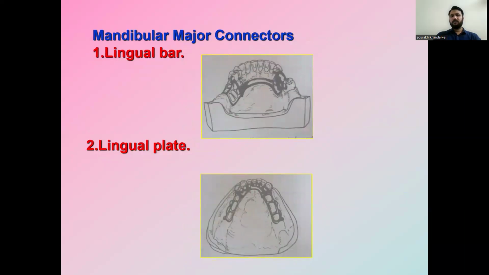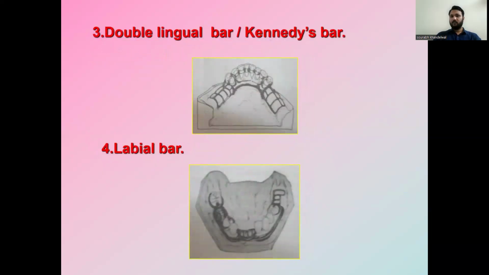Then mandibular major connectors. First is lingual bar. Second is lingual plate. Lingual plate major connector can be used where the anterior teeth are periodontally compromised. So just to support them, we can use this lingual plate major connector. Then double lingual bar or Kennedy bar. Then labial bar.